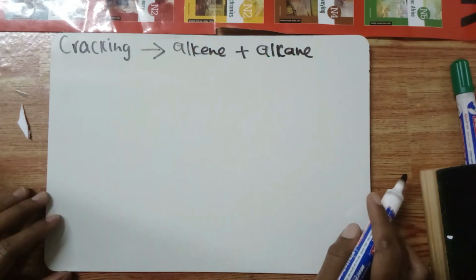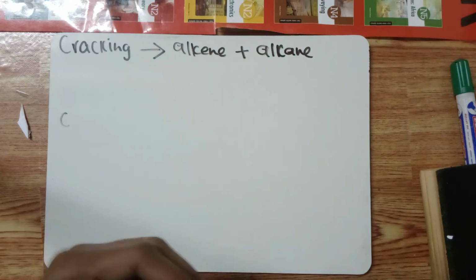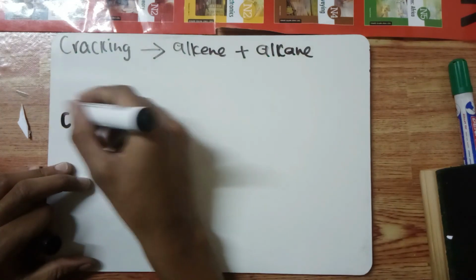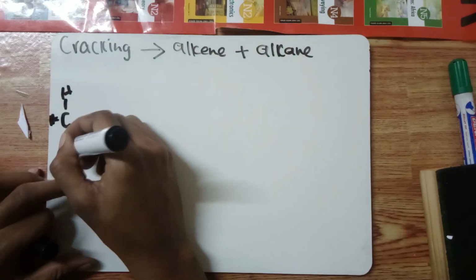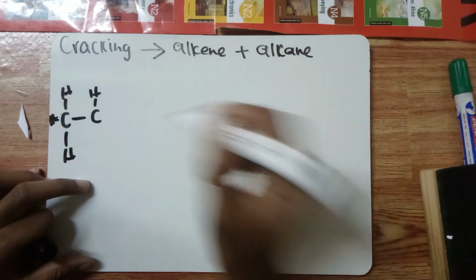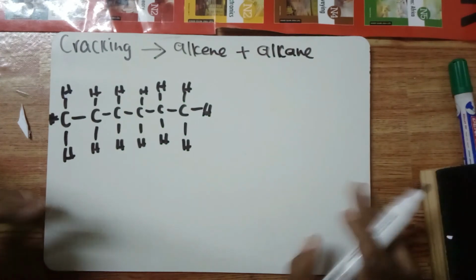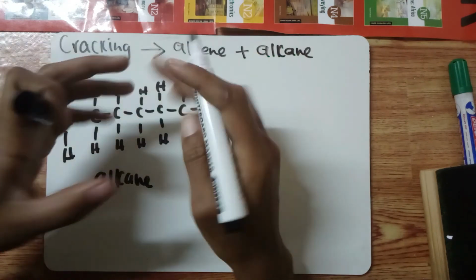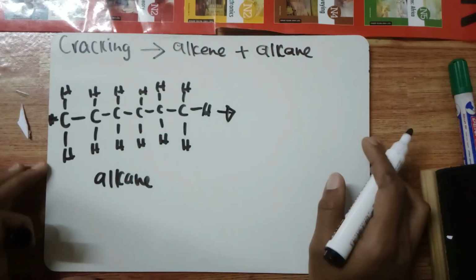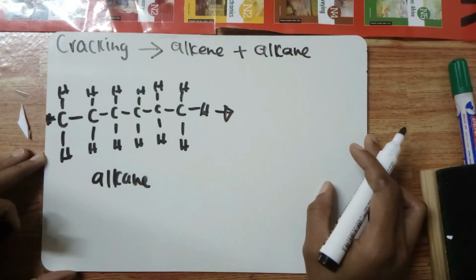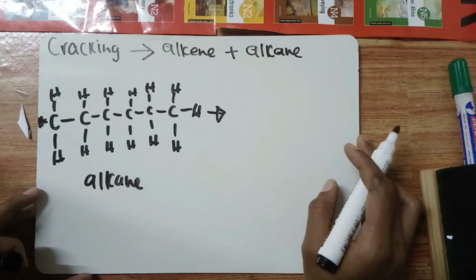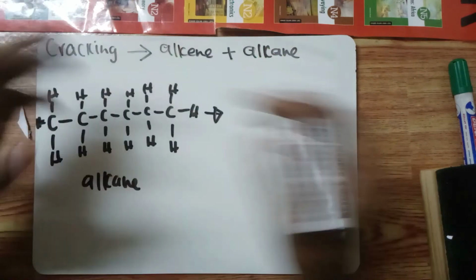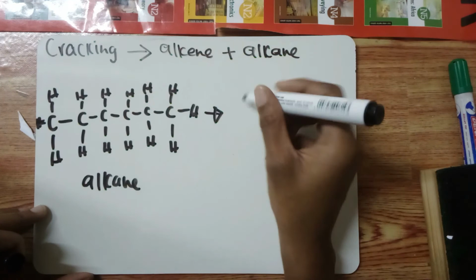So let us take, for example, that we had a very extensively long hydrocarbon here. Let's say, I'm just going to quickly draw this. In this instance, we had a very long alkane, and we want to break it into more useful molecules that we can use. So we're going to break it down through this process of cracking. We can either use thermal cracking or catalytic cracking.